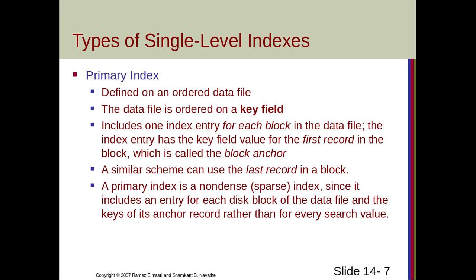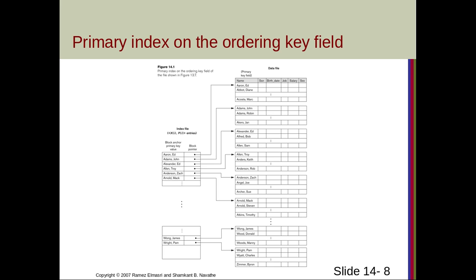When you are discussing an example, you should be aware of this. Here you have a data file and a number of blocks. In the first block you have Aaron Ed to Acosta Mark, and in the second block you have Adams John to Akers Jan, and the third one Alexander Ed to Allen, and the fourth one Allen to Anderson, etc. These are kept in a block.